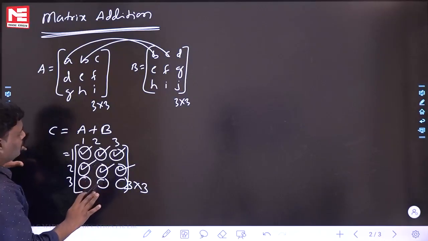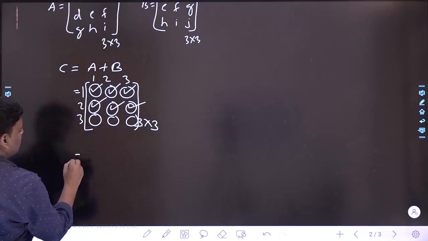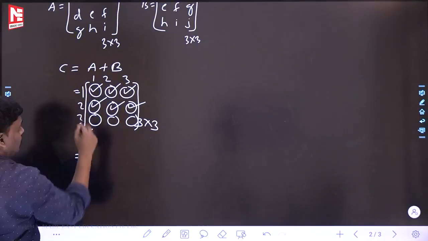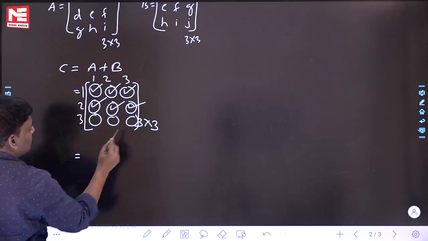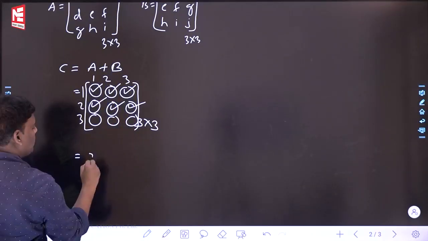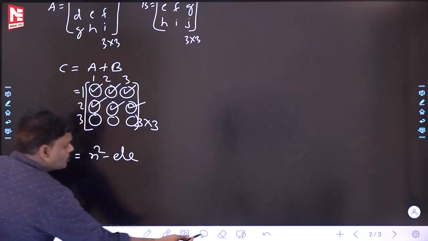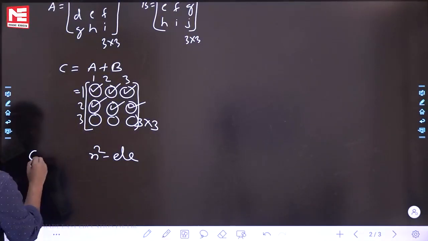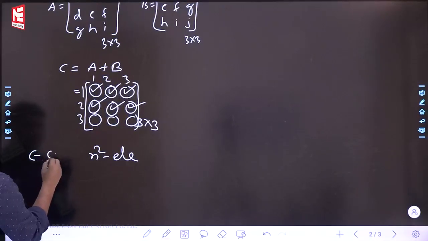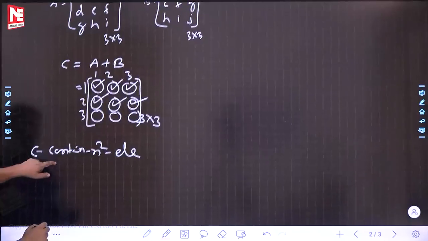I am thinking that you are really comfortable. Now can you say the time complexity? See this one. C matrix contains how many elements? What is the answer? 3 by 3 means 3 square elements. N by n means n square. N square elements are required. C matrix contains n square elements.